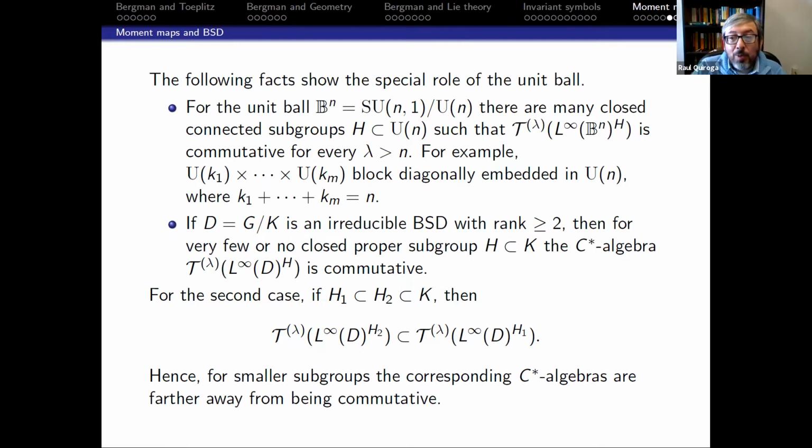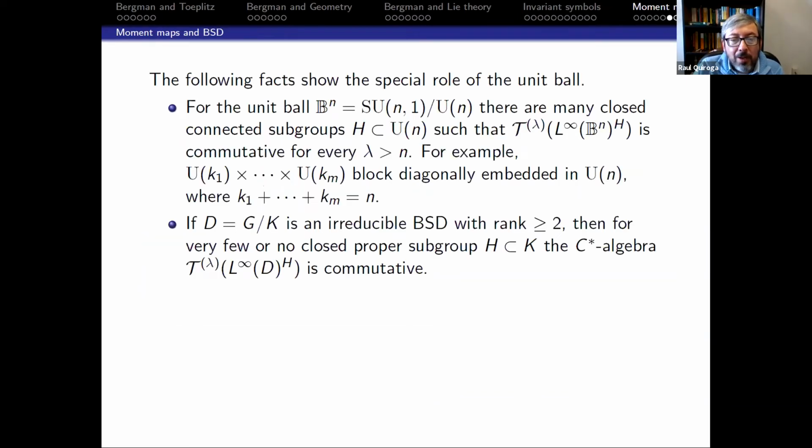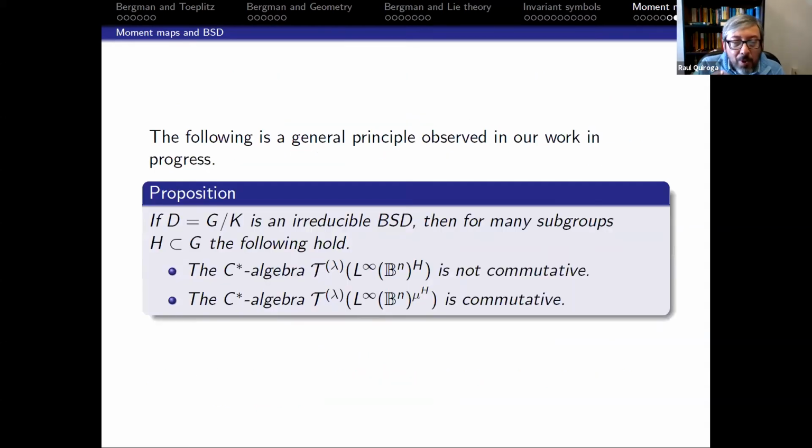However, this is not the case with moment maps. With moment maps, you can take a small subgroup and still get commutative C-star algebras. I mentioned some results here. For example, this is for the unit ball. There is some work in progress that I'm going to just comment on as a general principle, with some work in progress that I have with some students.